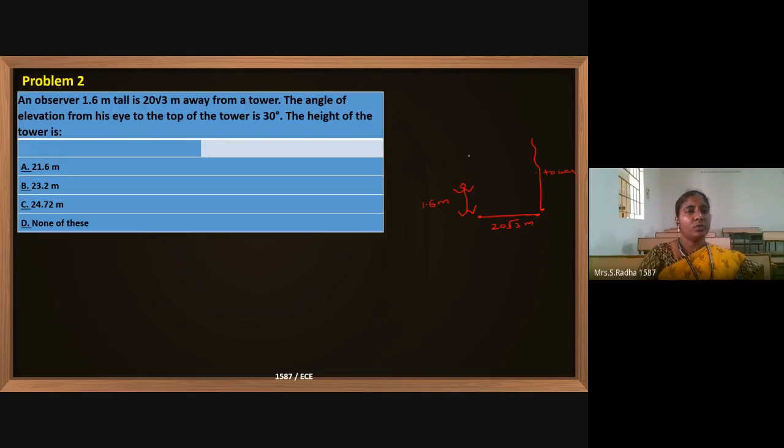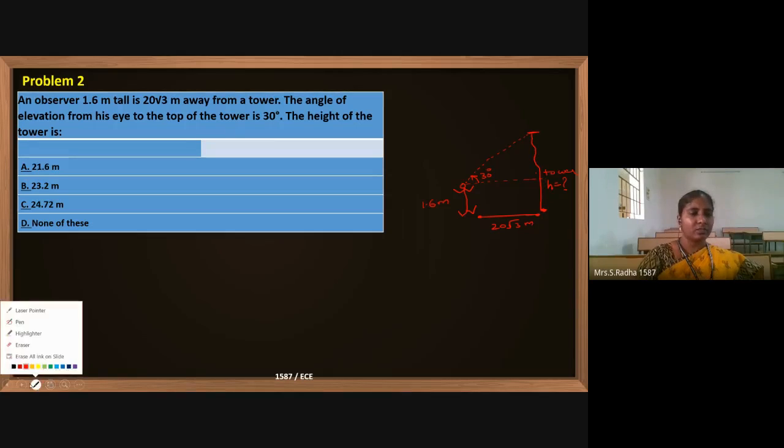Now, from his eye, the angle of elevation to the top of the tower. So here is his eye, and this is the top of the tower. If you make the angle of elevation, it is with respect to the horizontal only. So this horizontal dotted line, I am just drawing it for my convenience. The angle of elevation is 30 degrees. Now the height of the tower we have to find. I am assuming it as h. So the total height of the tower from the ground to the top, we have to find.